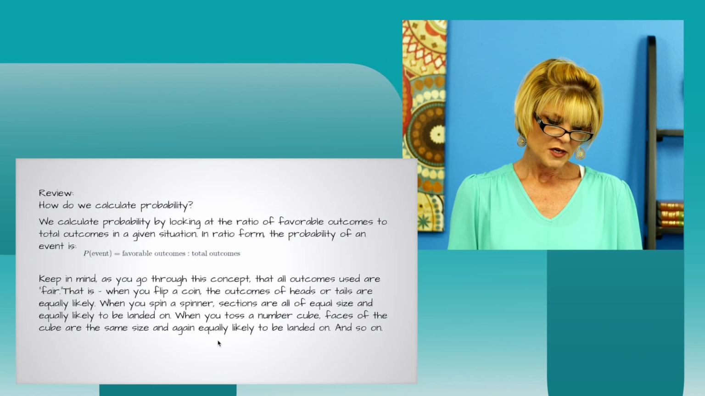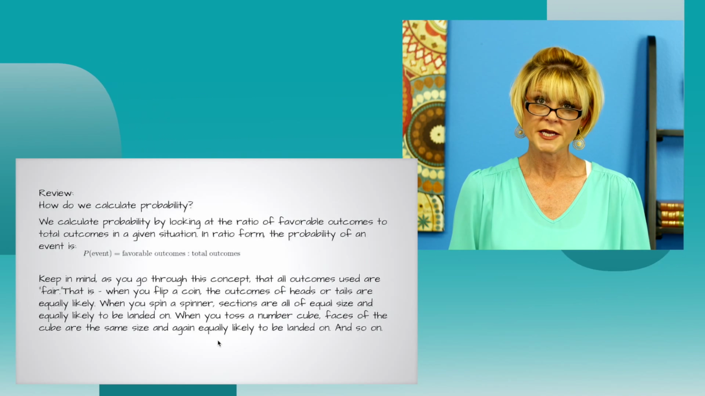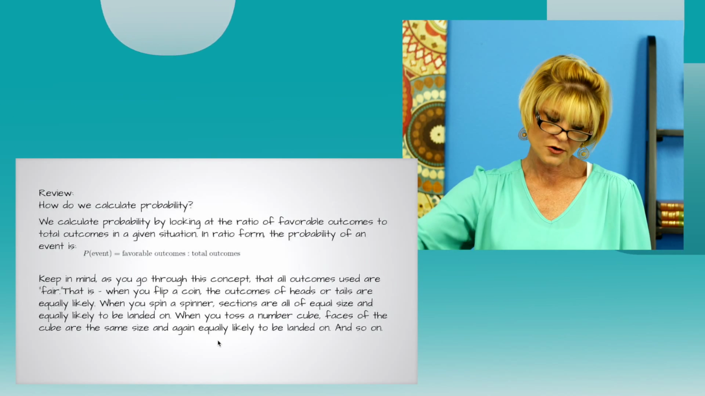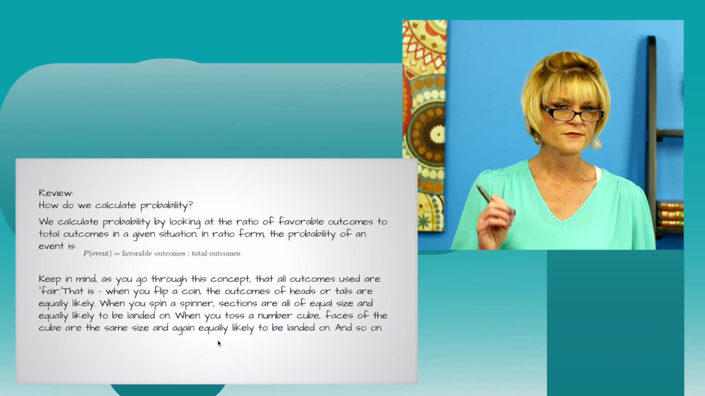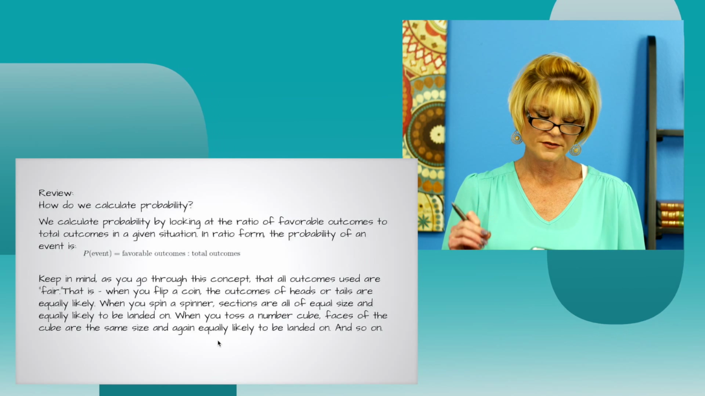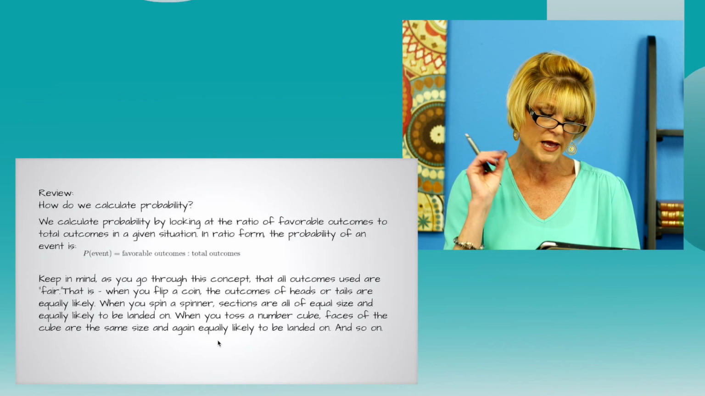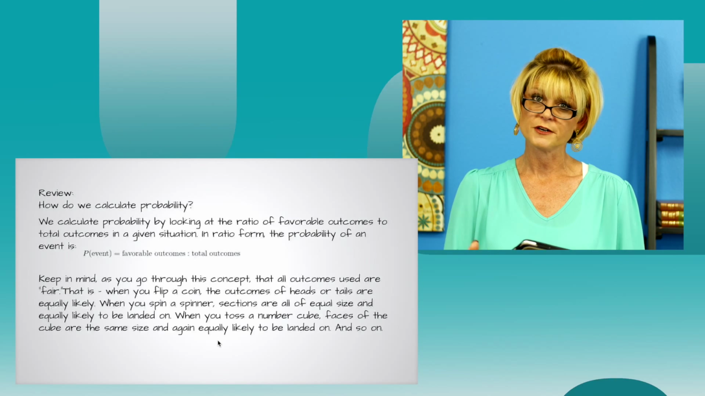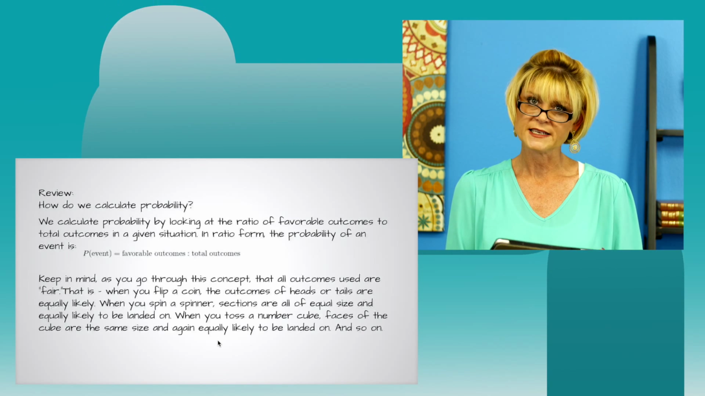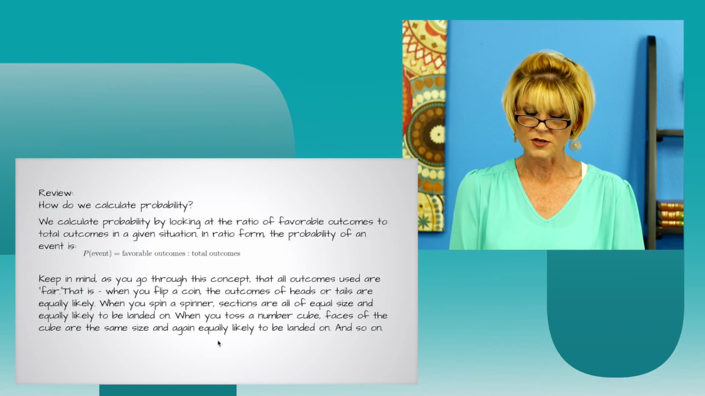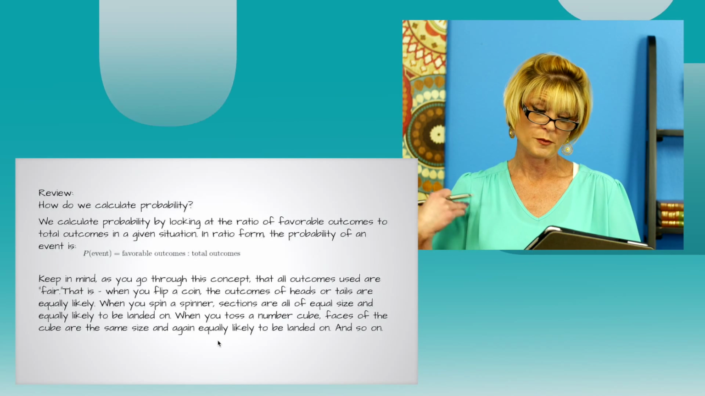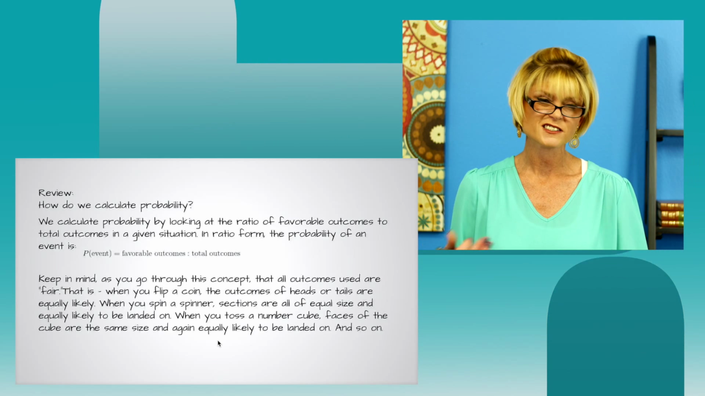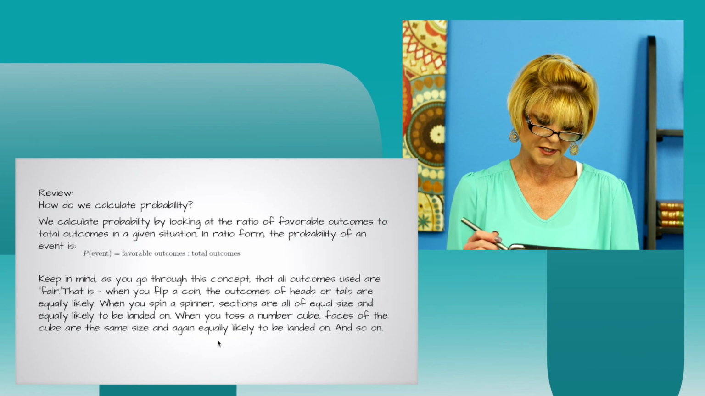Let's review quickly. How do we calculate probability? Well, we calculate probability by looking at the ratio of favorable outcomes to total outcomes in a given situation. In ratio form, the probability of an event is equal to the number of favorable outcomes compared to the number of total outcomes. Keep in mind, again, as you go through this concept, that all the outcomes we're talking about are considered to be fair. So that means like when you flip a coin, the outcomes of heads or tails are equally likely, and so on and so forth.